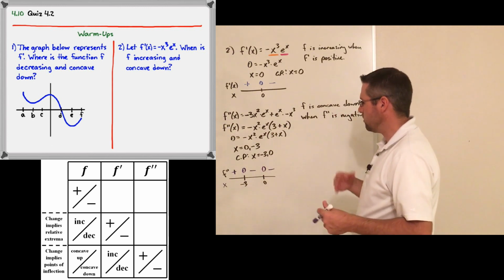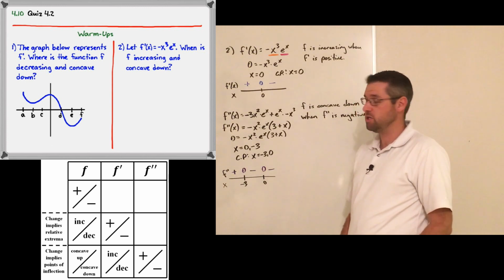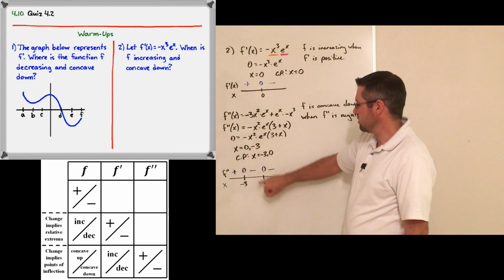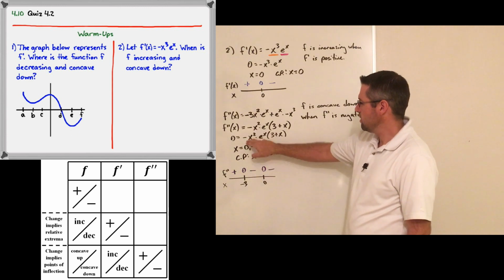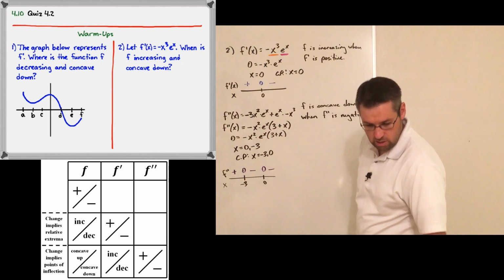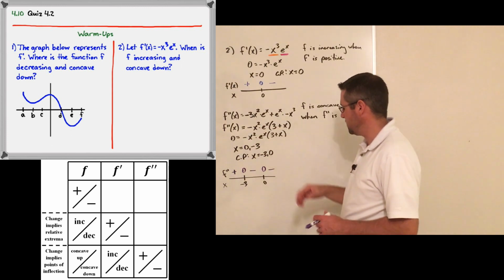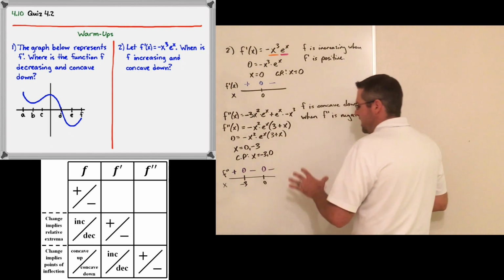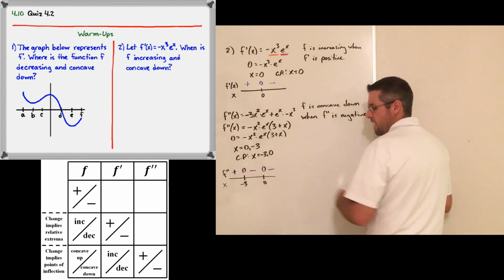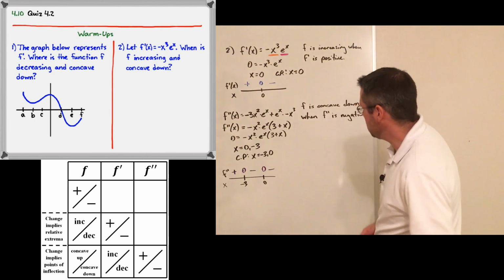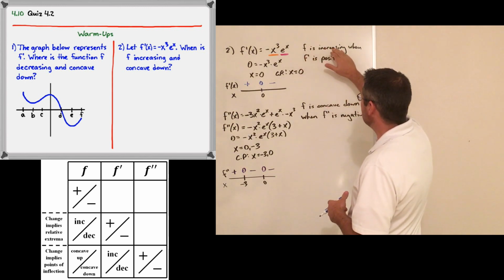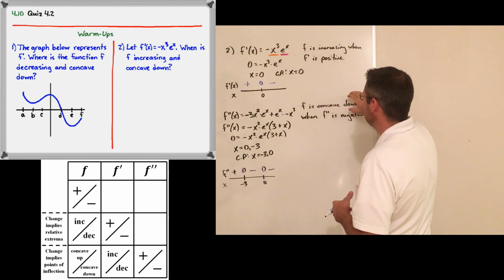And one way to see that we don't have a sign change at x equals 0 is because the 0 is produced by this part of the function right here, the x squared, and x squared is always positive, so there can't be a sign change there. But besides that, now we know when f double prime is positive and negative. Now let's go ahead and look for what we actually want. We want to know when f is increasing and concave down.